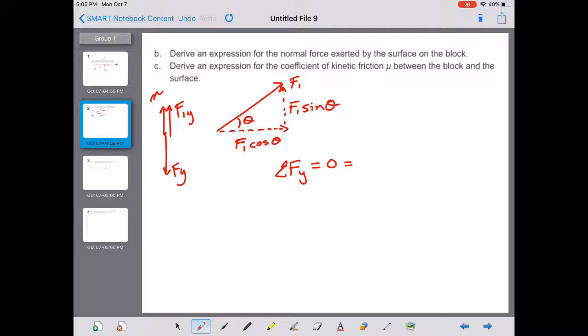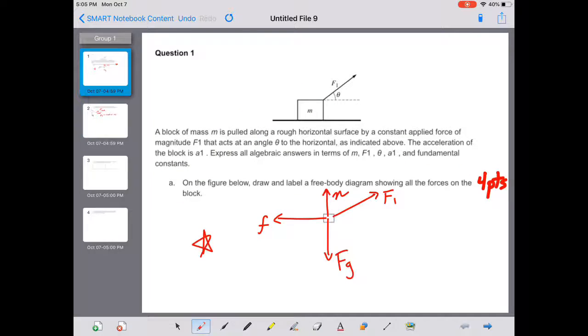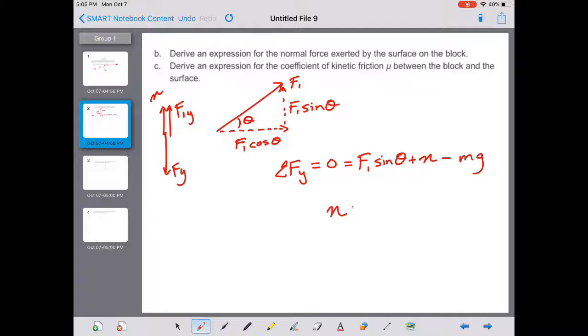This means that if I rewrite this equation for the things that are acting in the Y world, I'm going to get F1 sine theta plus my normal force minus mg. Now, it wants me to get an expression for normal force, so I'm just going to rearrange this so that I get normal force is equal to F1 sine theta. Actually, I don't want to do that there. Normal force is going to be equal to mg minus F1 sine theta.